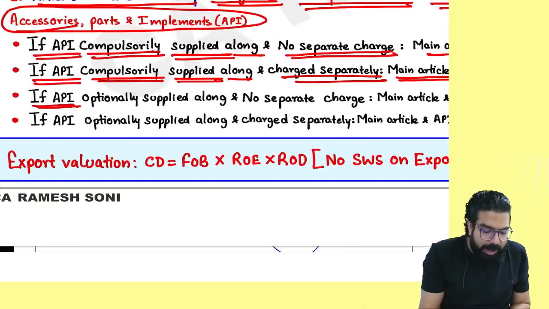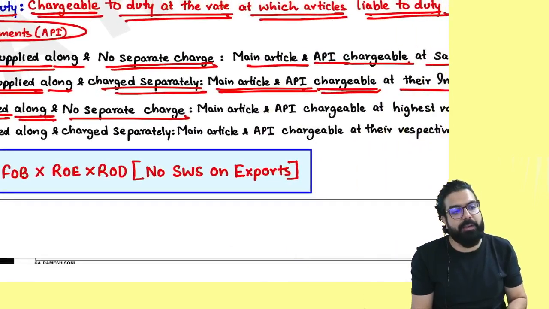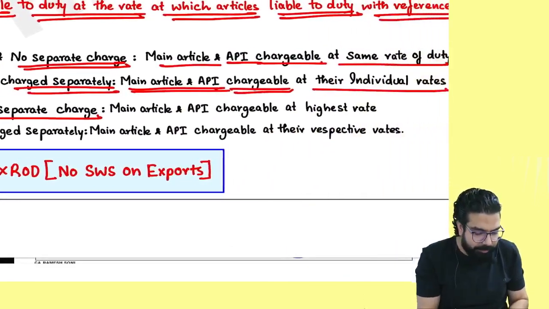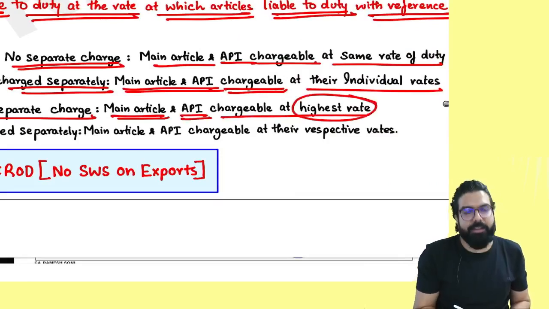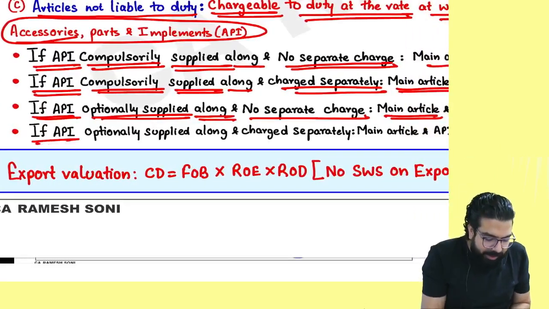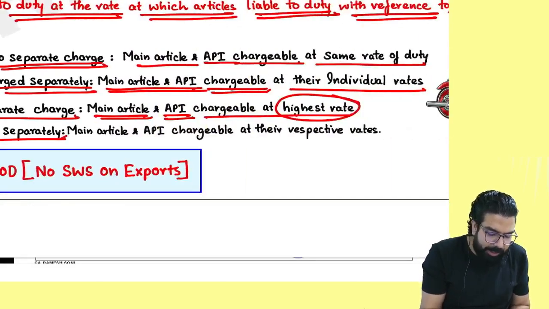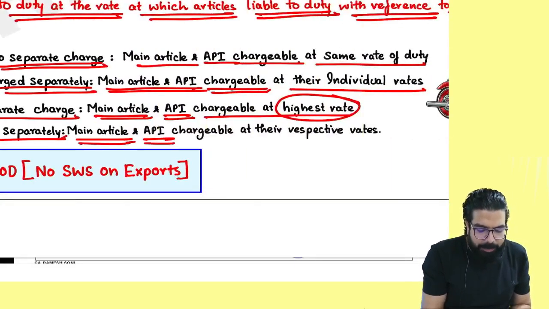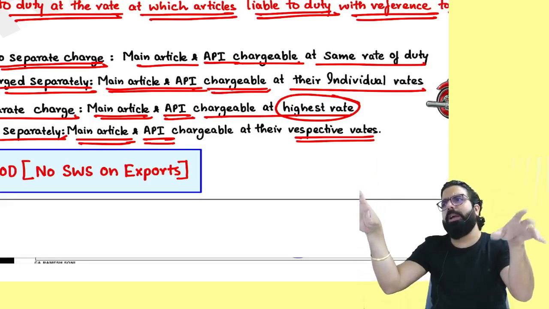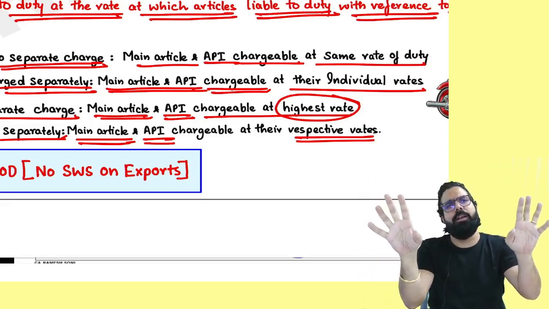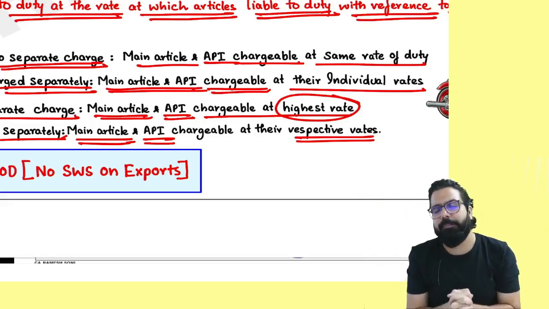If accessories and parts are optionally supplied along and there are no separate charges, main article and APIs are chargeable at the highest rate. Sir, if accessories and parts are optionally supplied along and charged separately, main article and APIs are at their respective rates. If it is optional, you want to buy, you don't buy; you went ahead and bought the article, then whatever price you bought, for both of them, individual rates will apply.